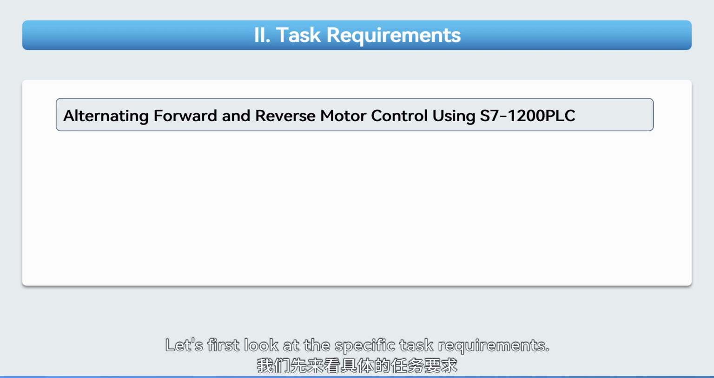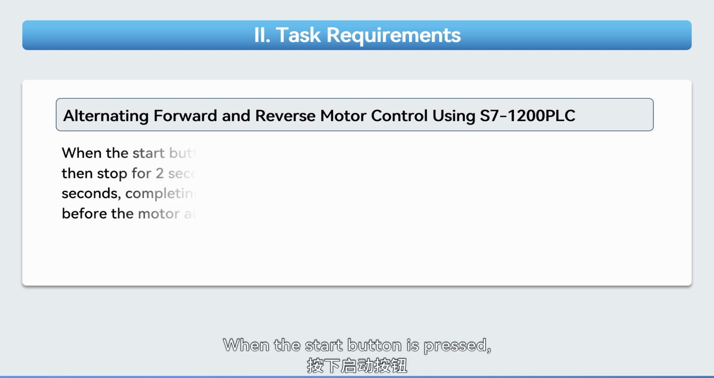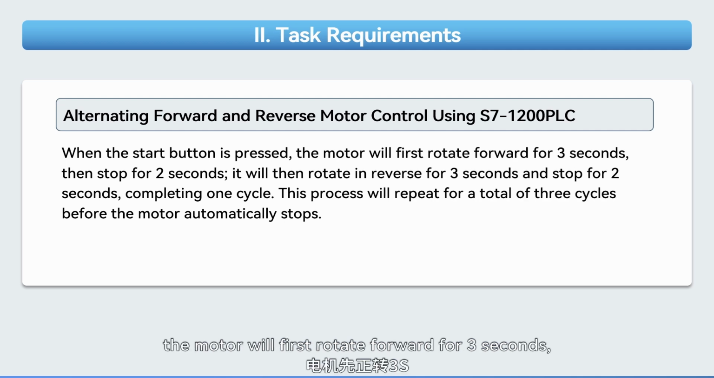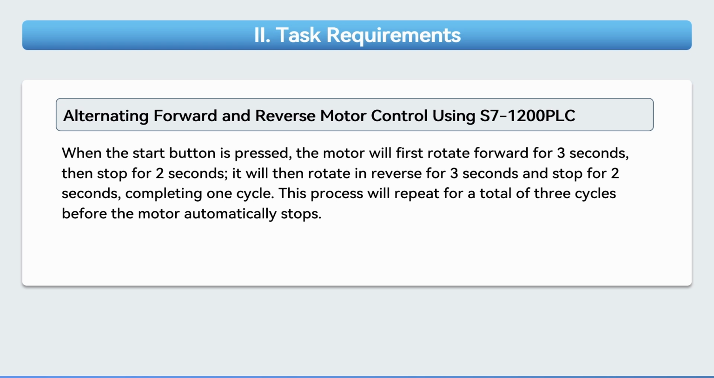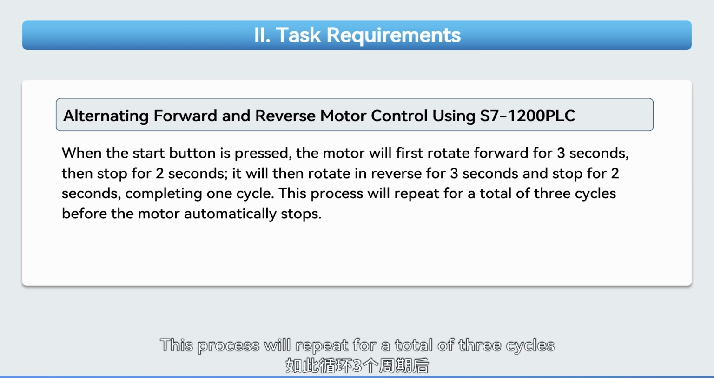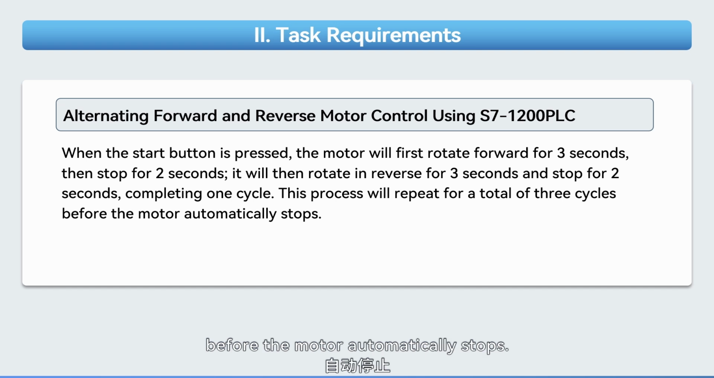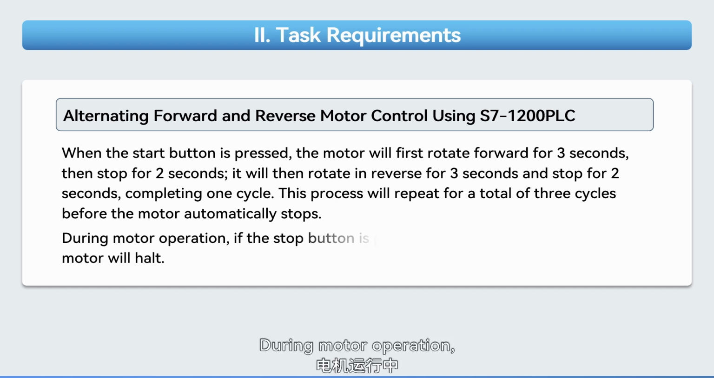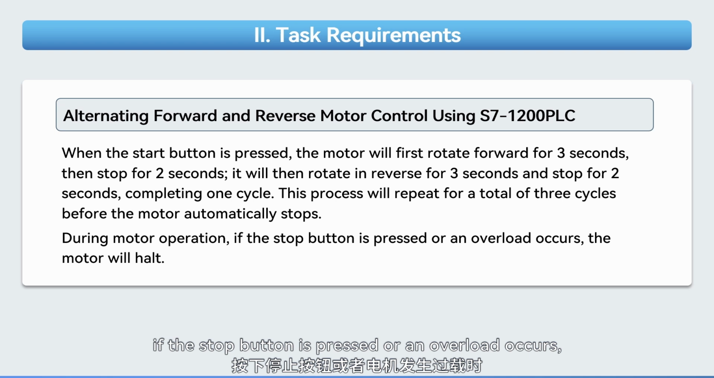Let's first look at the specific task requirements. When the start button is pressed, the motor will first rotate forward for 3 seconds, then stop for 2 seconds. It will then rotate in reverse for 3 seconds and stop for 2 seconds, completing one cycle. This process will repeat for a total of 3 cycles before the motor automatically stops. During motor operation, if the stop button is pressed or an overload occurs, the motor will halt.